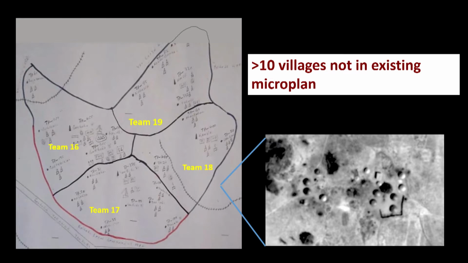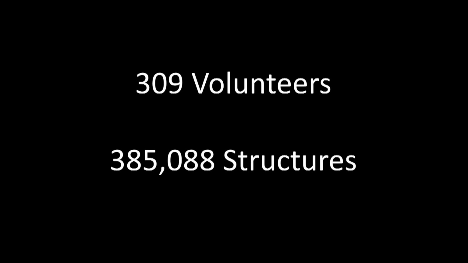What they noticed when they compared this existing map to the digitized points was that over 10 villages would have been missed if this original map had been used instead of the new maps. So with those digitized points, we were able to include the other 10 villages and many children who would have been missed if we had not extended the boundaries for those teams. And this was just 4 of the teams. So this is a lot of children that may have been missed if they had not had these digitized points. This time, 309 volunteers participated, and over 385,000 structures were identified in just a 2-day period.